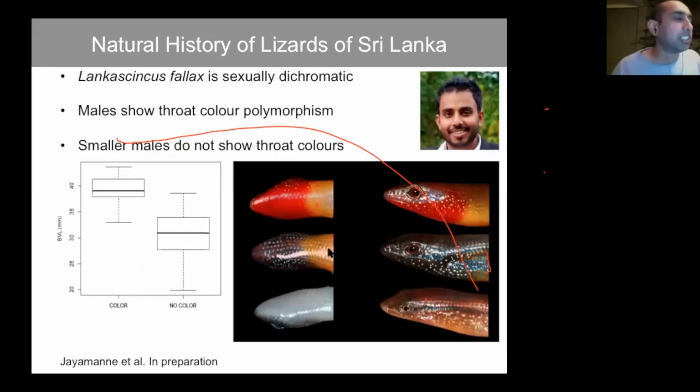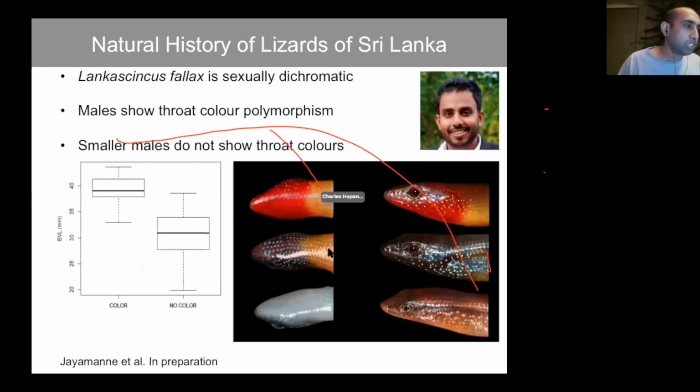So certain skinks in this country show these bright colors in their head and the throat regions. So this is very striking in this particular species, the Lankascincus fallax. So this is one of the commonest skinks in the country. I'm sure almost all home gardens in the country would have this particular species. They are really small, and along with the tail, don't grow above 8 centimeters in length.